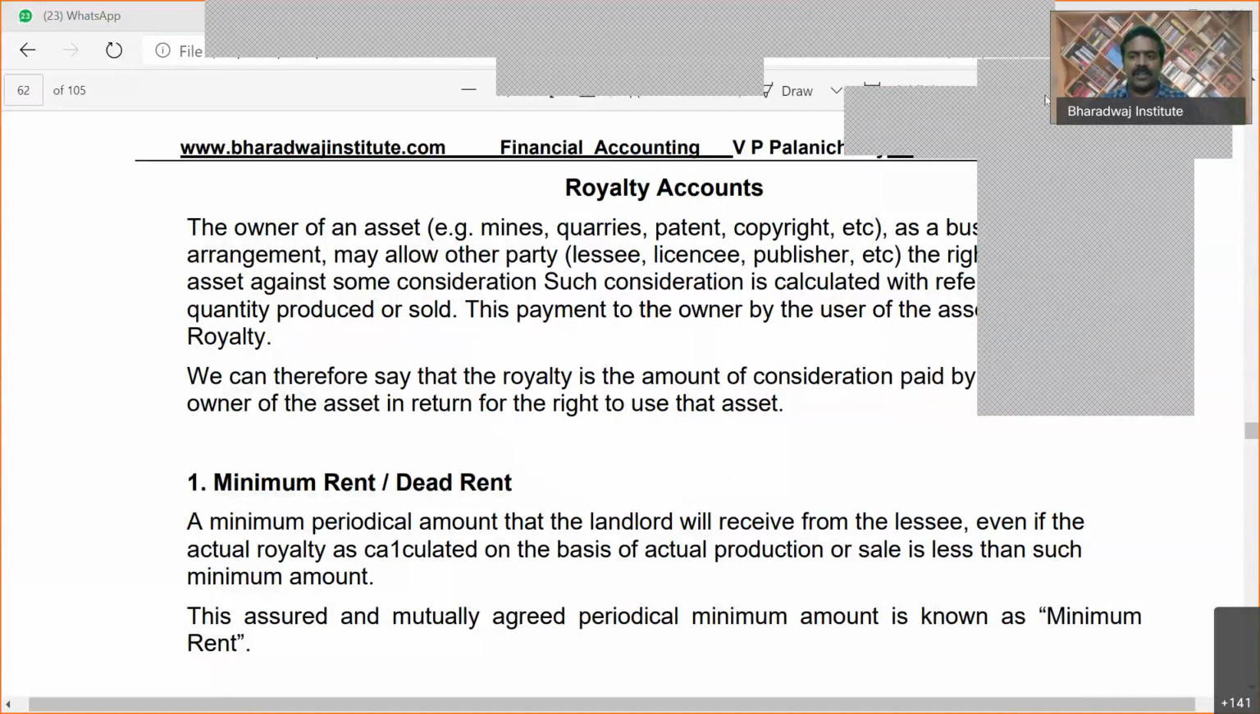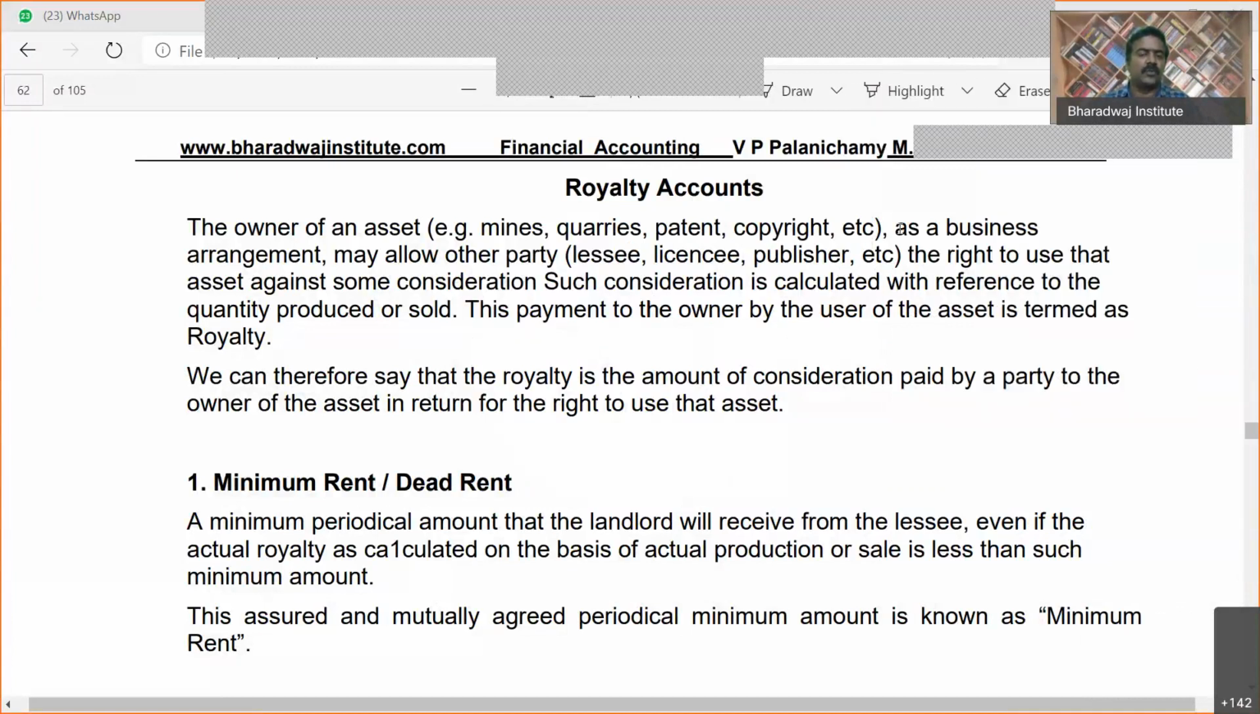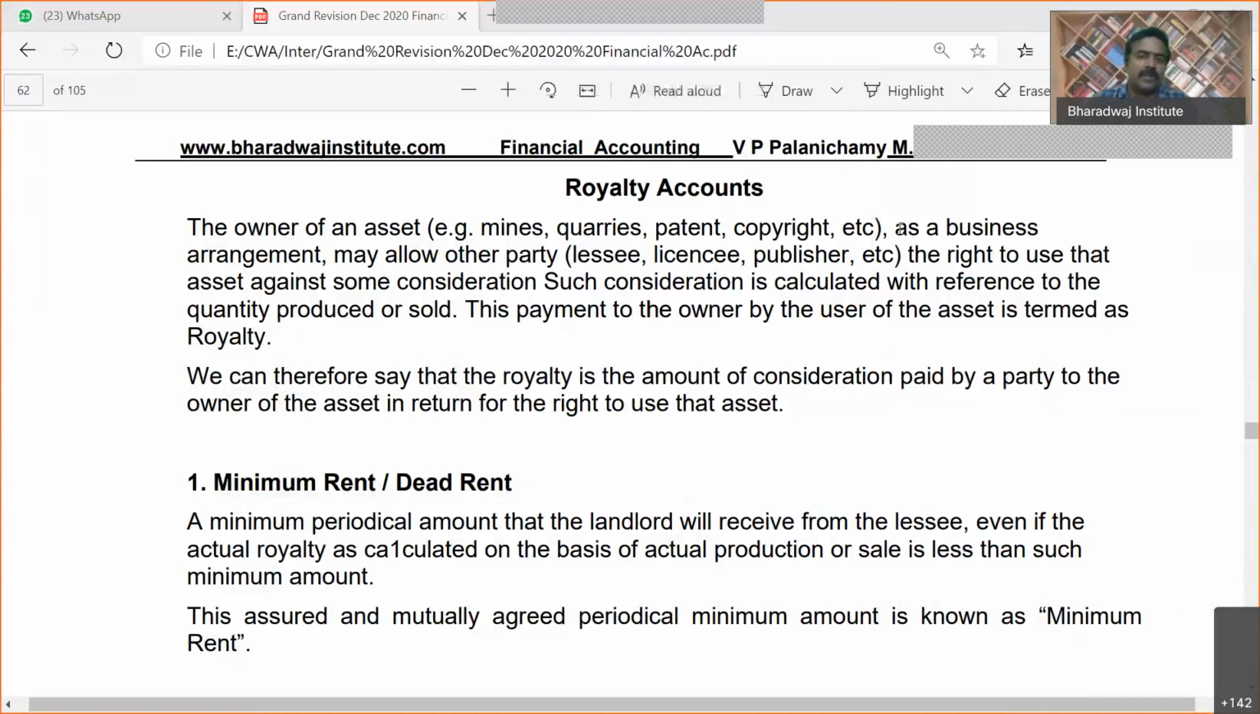Earlier the students used to take about 10 to 15 minutes to solve the problem. Now if royalty accounts is asked, you will be able to complete in 1 or 2 minutes. So you may not be able to prepare the ledger accounts or the like.